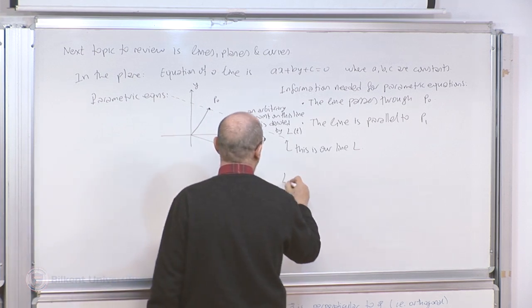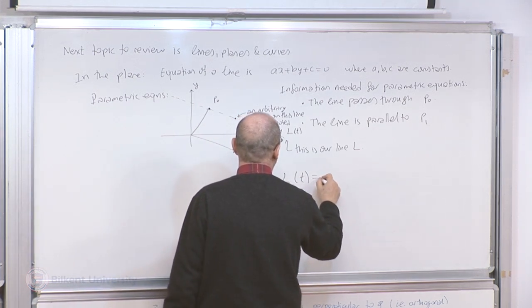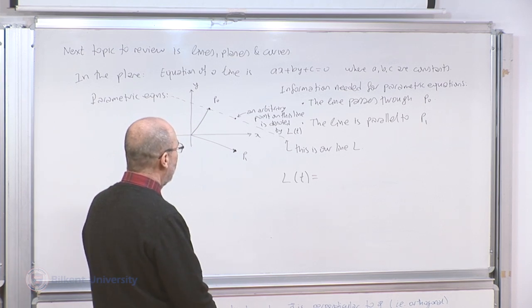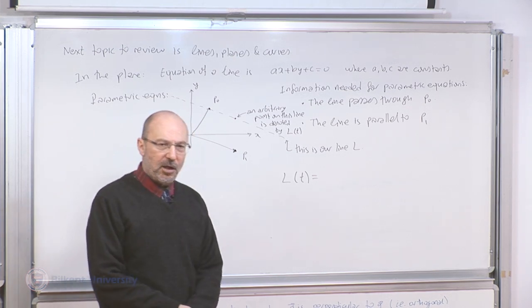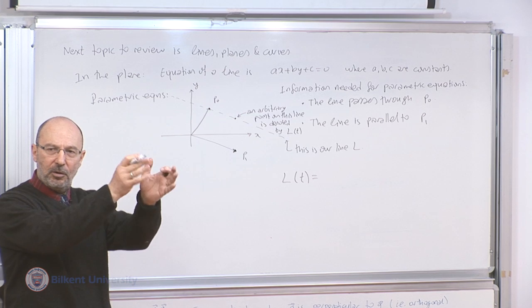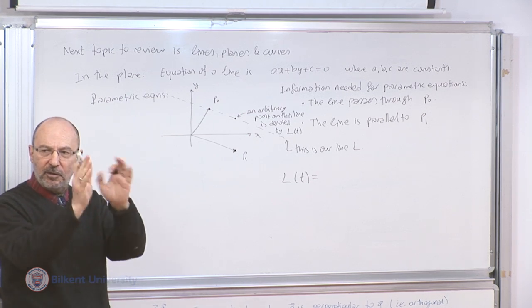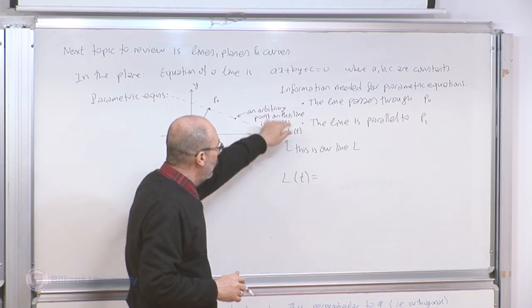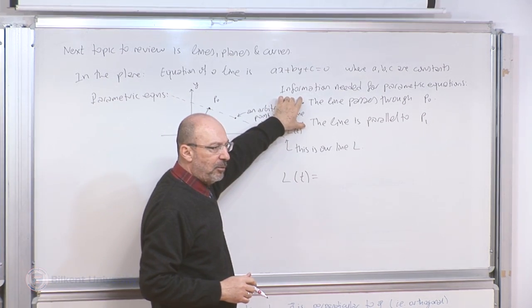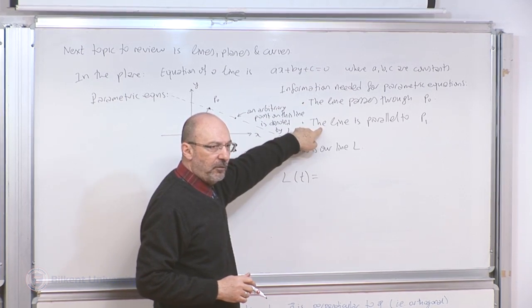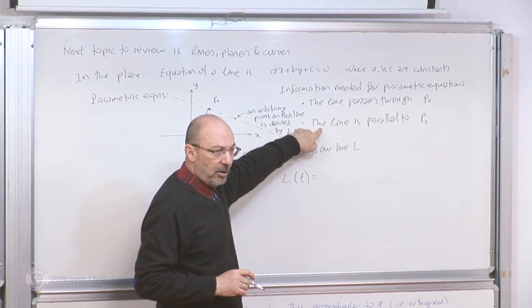Okay, so here L(t) is equal to... a parametric equation is a way of describing a location. You just give an address. Go to this direction, turn right, and follow this direction. So you use the only information available to you: go to this point and follow the direction of this line. Okay, so that's your address.